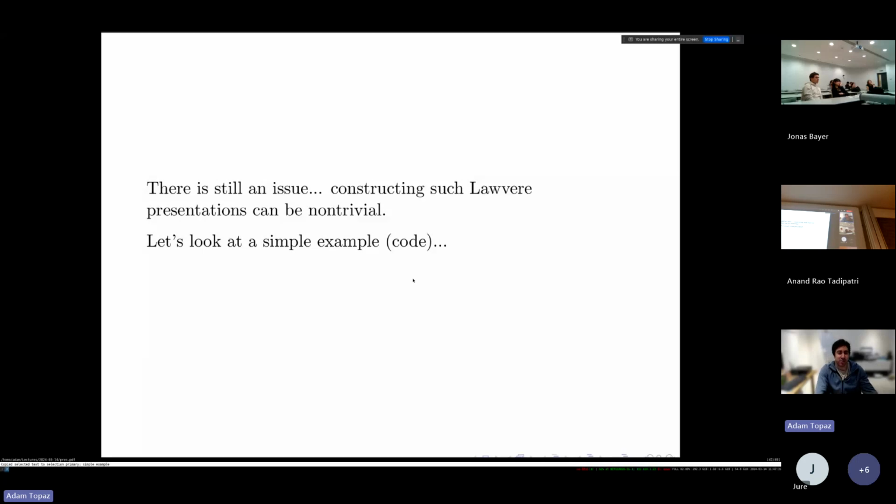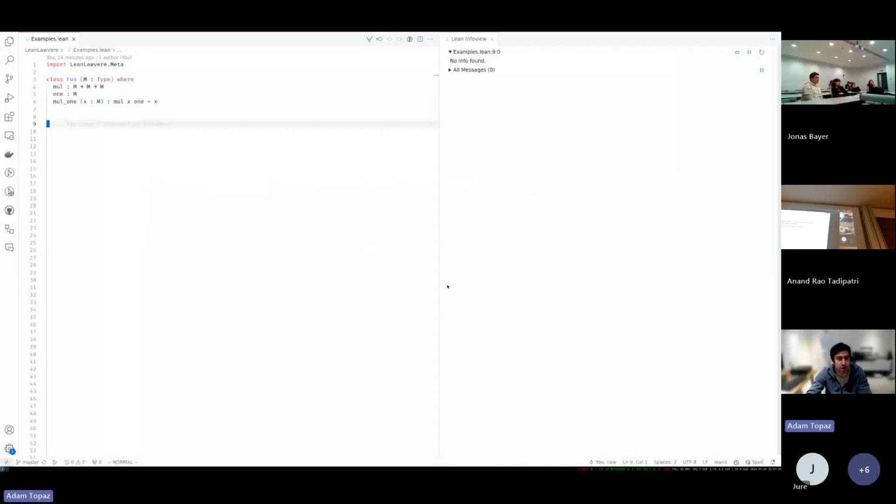And the main thing I want to illustrate is that even after doing the simplification where we go from a general Lawvere theory to a presentation, it still can be quite tedious to actually construct such things in practice. Okay, so let me do this example here.